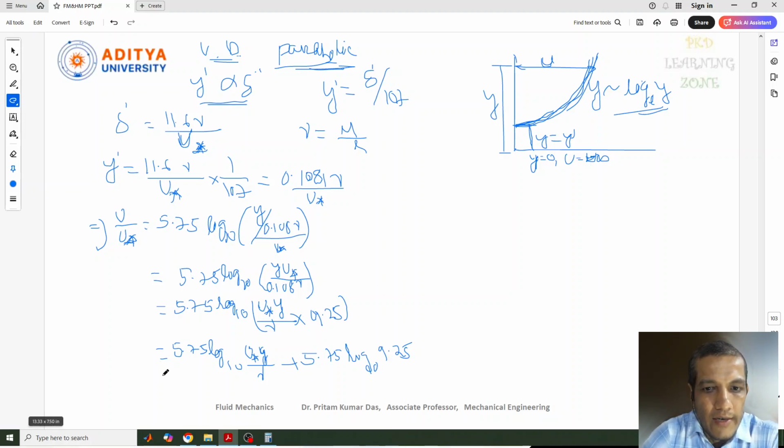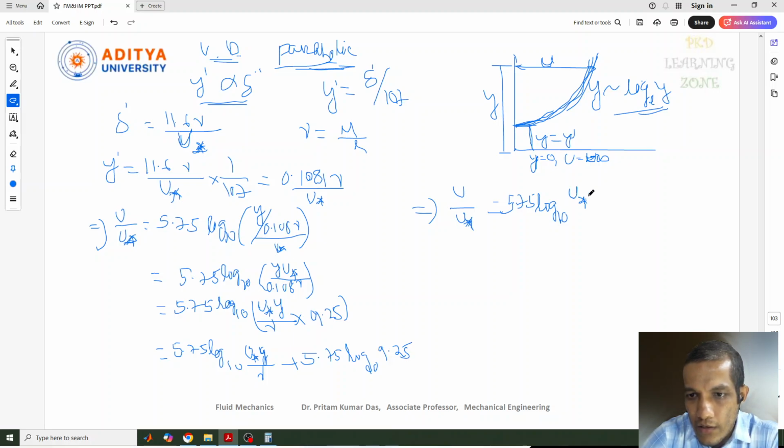Now finally the equation will be u by u star equal to 5.75 log 10 of u star y by nu, plus 5.75 log of this one. We multiply 5.75 with this value, and we will get 5.5.